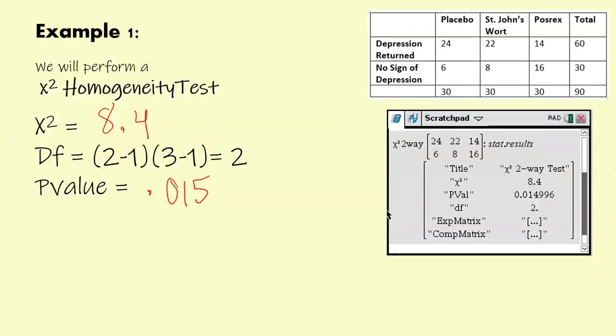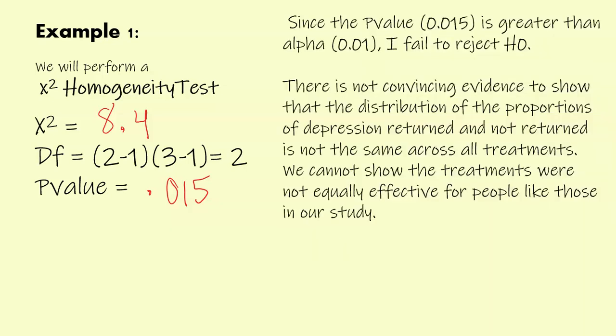All right, so our chi-squared homogeneity test had a chi-squared value of 8.4 and a p-value of 0.015. Okay, now the alpha value provided to us in this example is 1%, which is definitely, our p-value is greater than 0.01 here. All right, so since the p-value is greater than alpha, I fail to reject the null hypothesis.